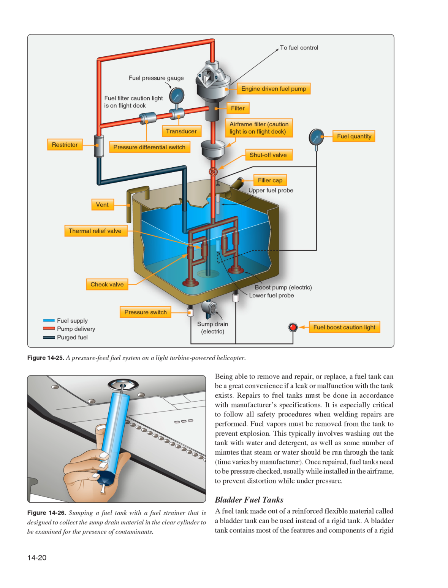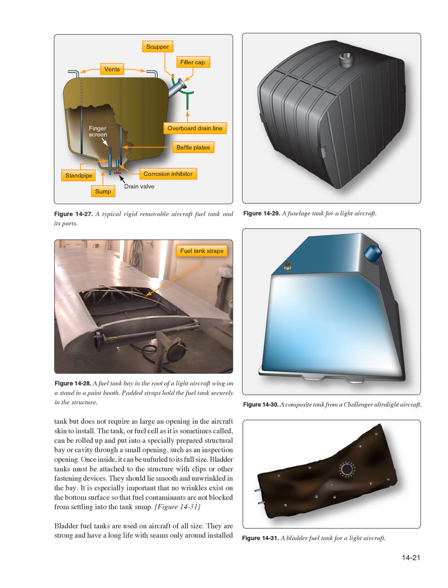A bladder tank contains most of the features and components of a rigid in-the-structure tank but does not require as large an opening in the aircraft skin to install. The tank, or fuel cell as it is sometimes called, can be rolled up and put into a specially prepared structural bay or cavity through a small opening, such as an inspection opening. Once inside, it can be unfurled to its full size.